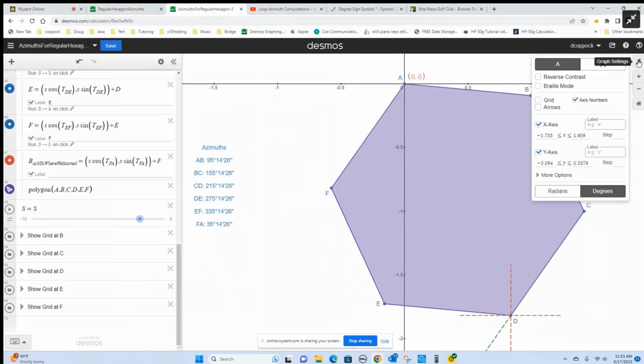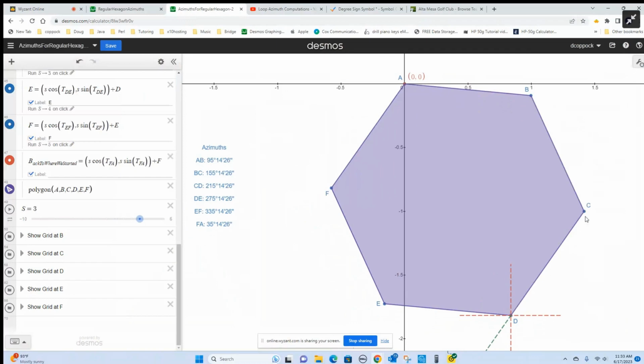Normally I lock the viewport, so I will do that here. So this green dashed line is the extension of CD. Add 180. You have the direction of DC. Subtract 120, and you've got the direction of DE, or the azimuth.